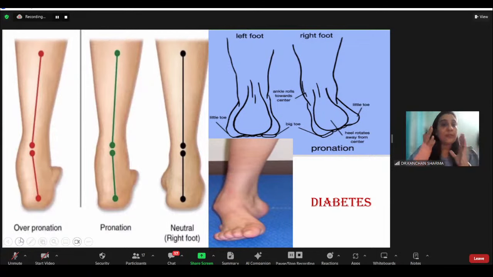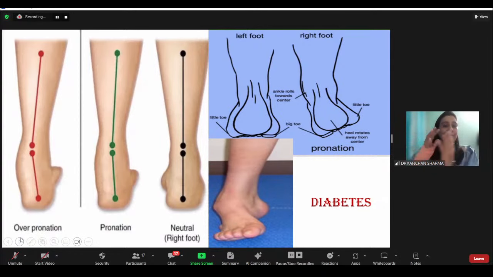Lots of problems there just because the patient is pronating his foot, right? And there's a very simple way to find out whether he is having a pronated foot or not. Pronation is basically a combination of, you can remember, dorsiflexion, then abduction and eversion, right? So he will be walking on the medial border of the foot.